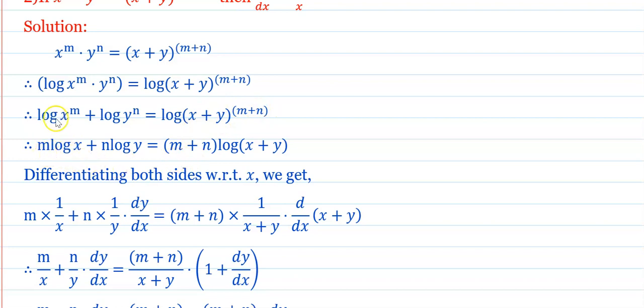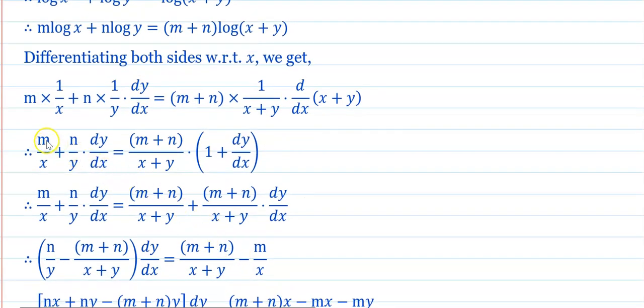Therefore, m times log x plus n times log y is equal to m plus n into log of x plus y. Differentiating both sides with respect to x. The derivative of log x is 1 upon x, so m into 1 upon x. Derivative of log y is 1 upon y into dy by dx, so n into 1 upon y into dy by dx, equal to m plus n into the derivative of log of x plus y, which is 1 upon x plus y into d by dx of x plus y. What is the derivative of x plus y? The derivative of x is 1 and of y it is dy by dx. Going ahead, m upon x plus n upon y into dy by dx. Next, m plus n upon x plus y multiplies the 1, and again m plus n upon x plus y multiplies dy by dx.